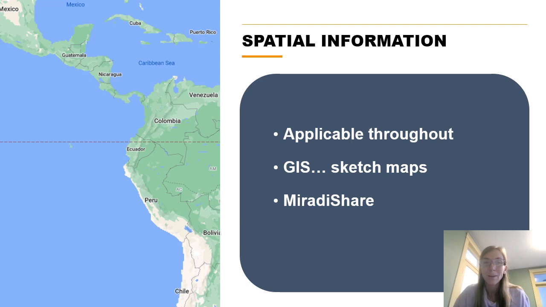We know that spatial information is essential, and we'll talk more about that. So we'll periodically include notes about how to incorporate mapping and GIS into the conservation standards framework. But here are just some general considerations for incorporating mapping and GIS.